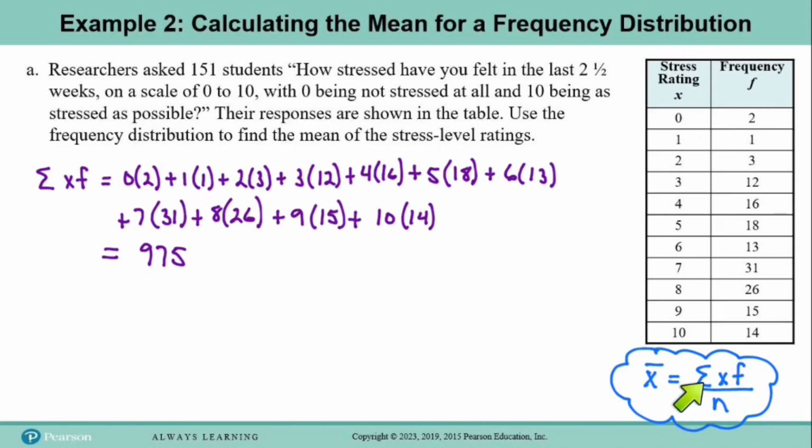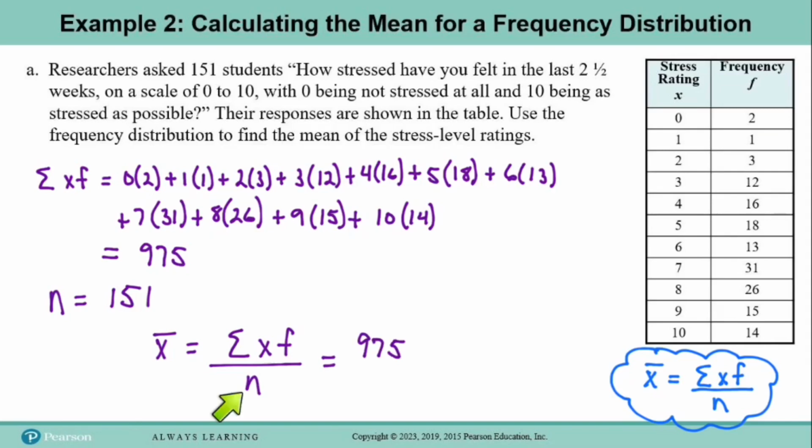And the next thing we need for our calculation is n. Now if they hadn't already told us that there were 151 students, then we would have to add all the frequencies together to find out the total number of students, but we do know, so we'll just go ahead and say that n is 151. And then for our formula, x bar is the sum of all the x times f's, which we know is 975, divided by the total n, which we know is 151. And so we're going to find that the mean stress level rating is 975 divided by 151, which is going to be approximately 6.5 when we round off to 1 decimal place.